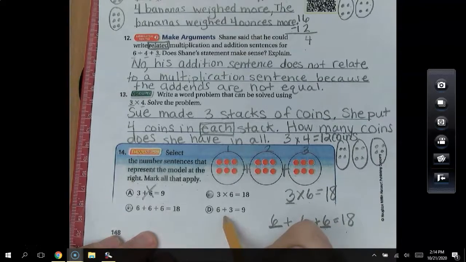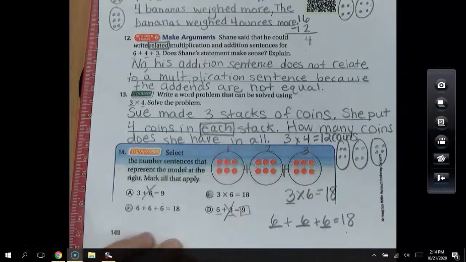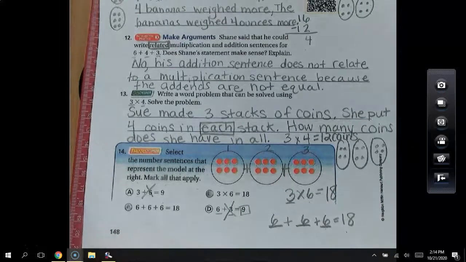Well, look at B. What's wrong with B? If you said just like A, you're exactly right. My addends are not the same. And plus, my answer is 9. I needed to have 18. That is not correct. Boys and girls, you did a fantastic job with me on this lesson today.